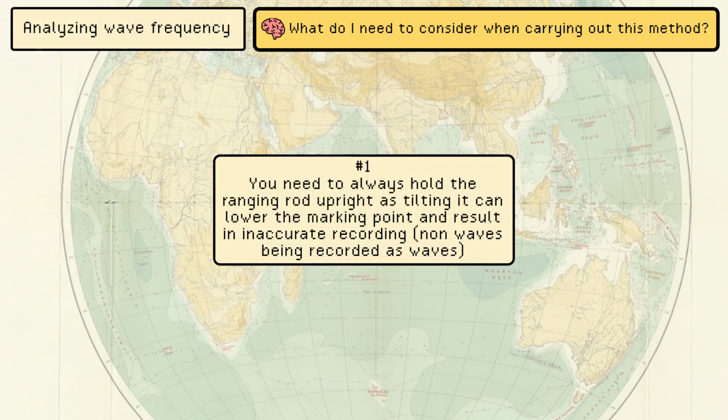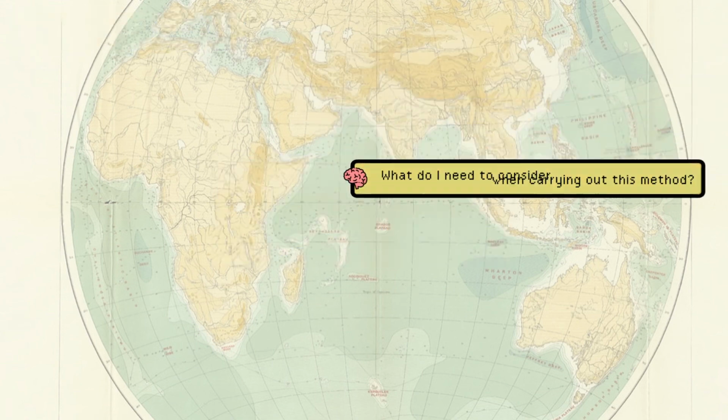Lastly, for this part over here, what do I need to consider when carrying out this method? There is only one thing you need to consider or remember. You need to always hold the ranging rod upright, as tilting it can lower the marking point and result in inaccurate recording. Remember that there is a yellow marking that you need to make on your ranging rod. When you tilt it, that marking goes lower. So for example, simply water flowing can actually be recorded as one wave, and this will lead to inaccurate data. So be very, very careful. Alright, simple as that.